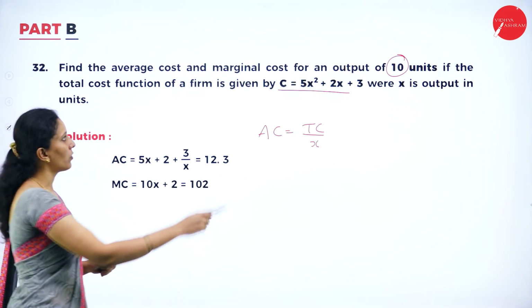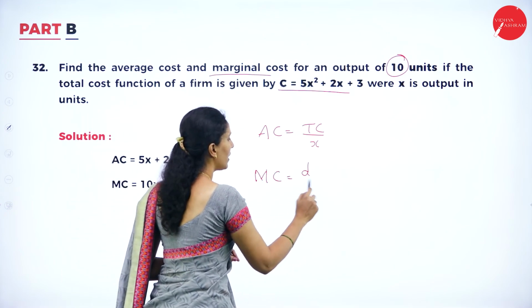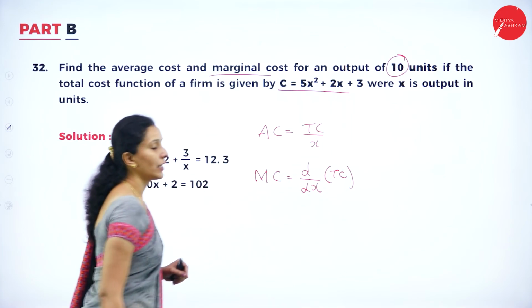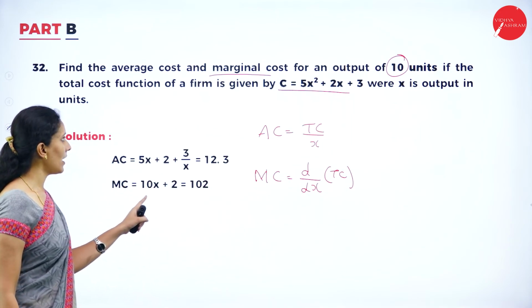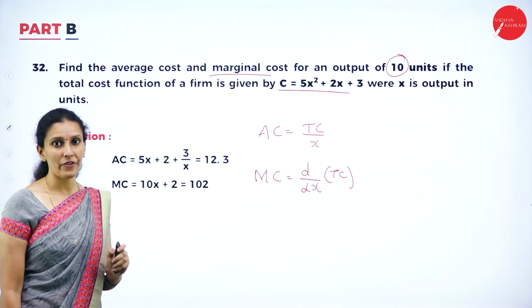Next, we need to find out the marginal cost. So the marginal cost is always the derivative of the total cost. So you need to differentiate the given equation. It will become 10x plus 2. On taking x is equal to 10, the value is 102.